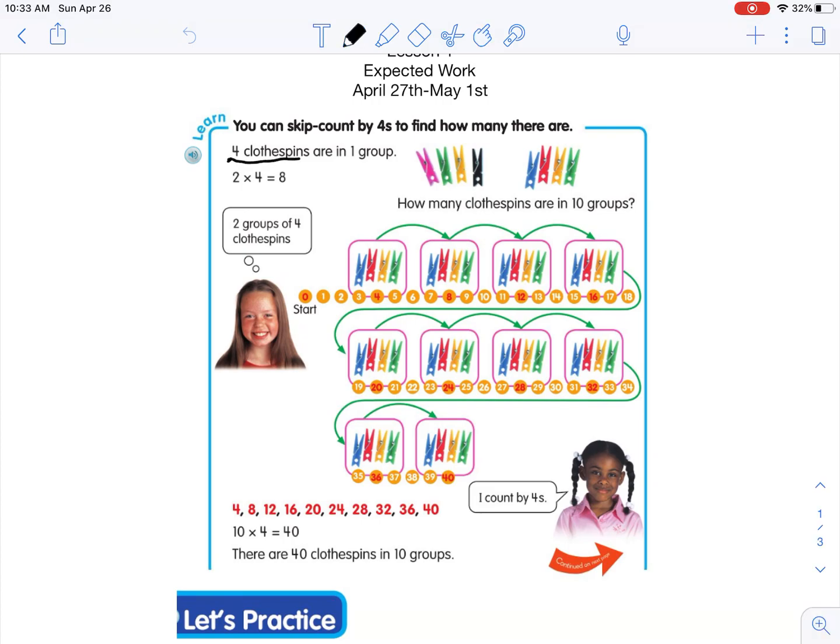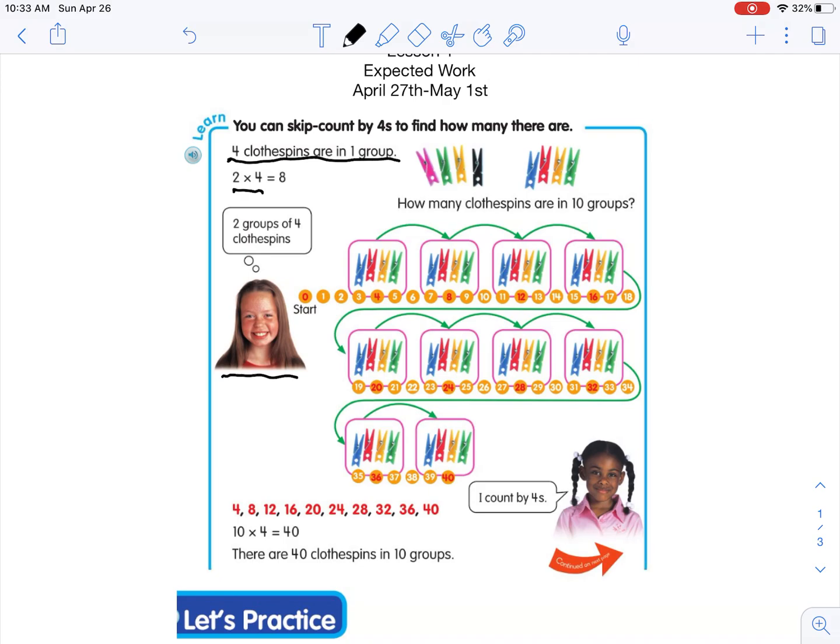Here it says 4 clothespins are in one group. Well, I know there's 4 in one group. So if I have, like our friend over here saying, 2 groups of 4 clothespins, I know that my multiplication is going to be 2 times 4. And I can skip count by 4s to figure that out. 4, 8. I can count 4 and then 4 more. And I know that is 8.